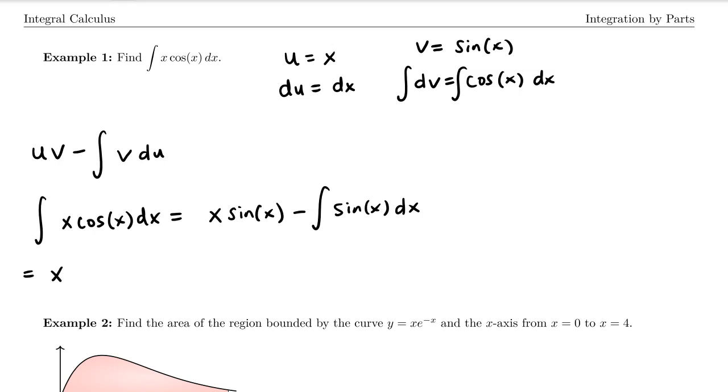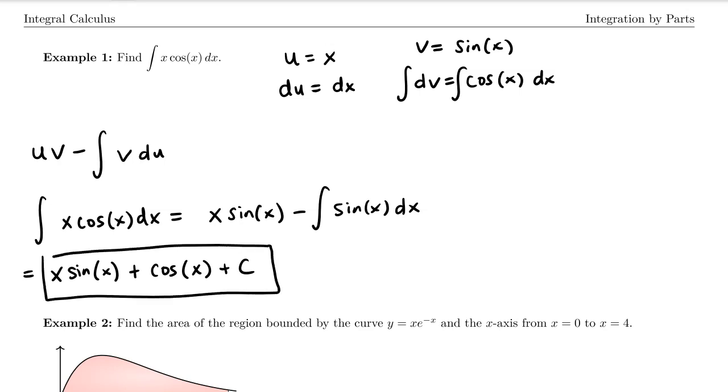So that is going to equal x times sine of x. And then the antiderivative of sine is negative cosine, and if I am subtracting off a negative, that becomes plus. And because this is an indefinite integral, we need to make sure we include our constant of integration. And so here is our final answer. Now remember, we can check that this is the correct answer by taking the derivative. So I'm just going to say derivative check.